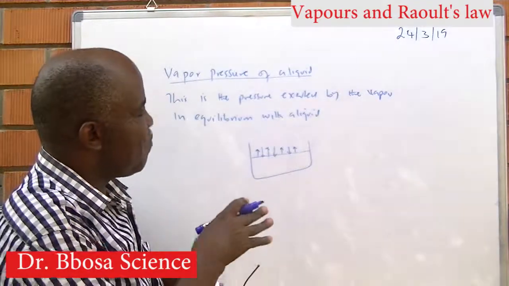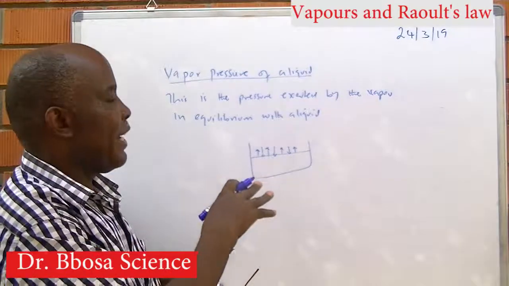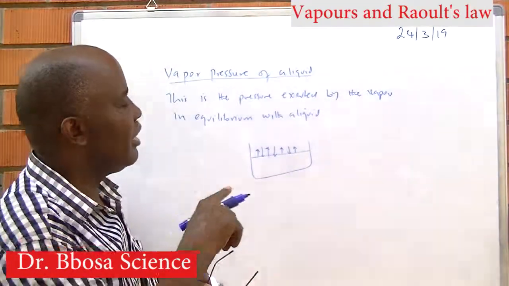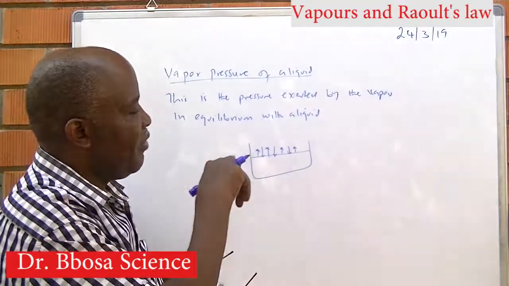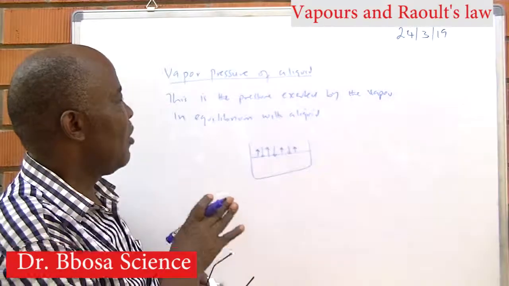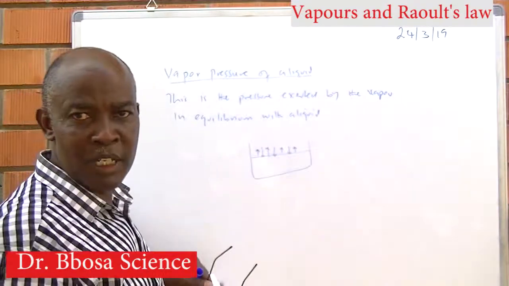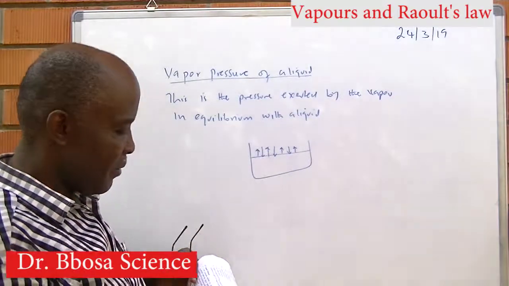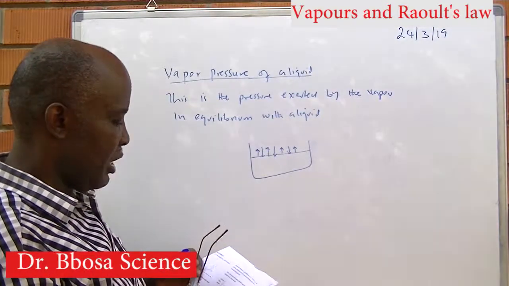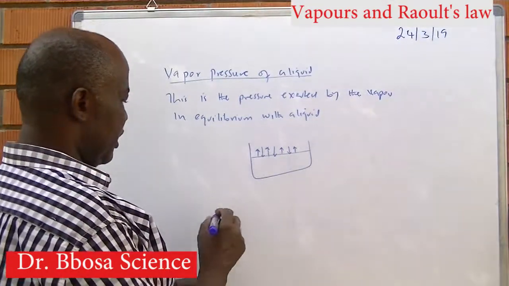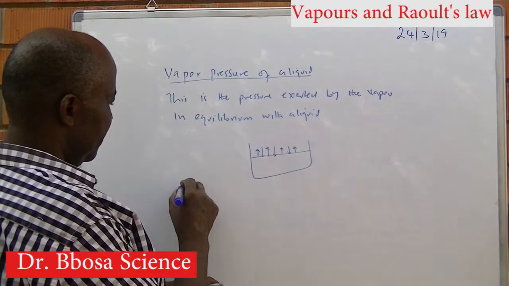The minimum pressure that can be exerted on the surface of the liquid to prevent even a single molecule evaporating is ideally what we call vapor pressure. In physics, it is called saturated vapor pressure. The vapor pressure of a liquid increases with temperature.